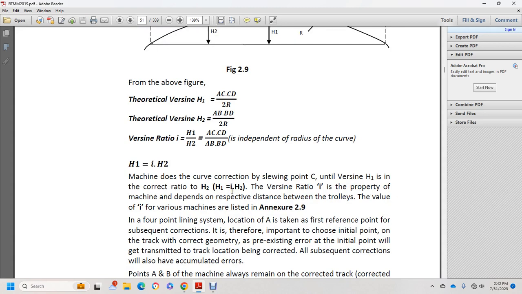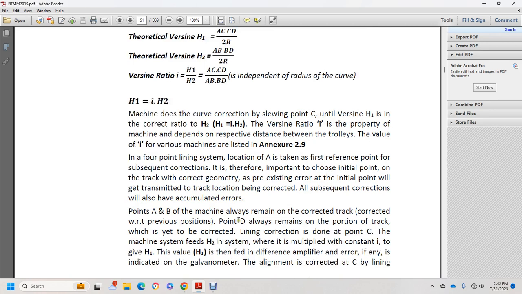The machine does the curve correction following the point C with the versine H1, if the correct ratio of H1 to H2 is H1 equal to I H2. The versine ratio I is a property of the machine, depending on the respective distances between the trolleys. The values of I for various machines are listed in the figure. In 4-point lining, location A is taken as the reference point for the subsequent correction. Therefore, it is important to choose the initial point on the track according to the current track geometry, as a pre-existing error at the initial point gets transmitted to the track location being corrected, and all subsequent corrections will also have the accumulated errors.